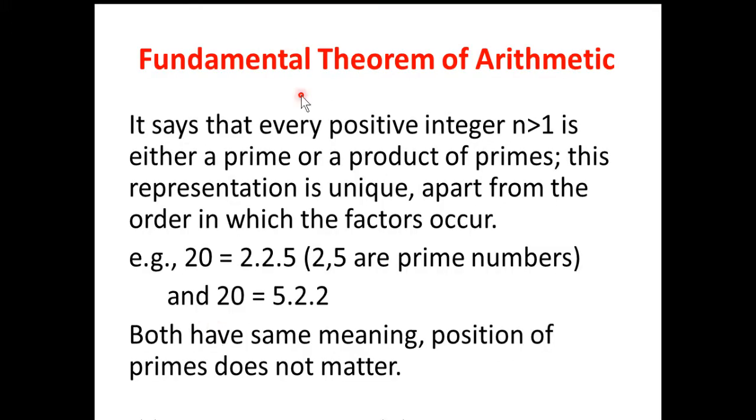Next, we have taken the fundamental theorem of arithmetic. So what is the fundamental theorem of arithmetic? It says that every positive integer n which is greater than 1 is either a prime or it can be written as a product of primes or as a power of a prime. And that representation is unique apart from the order in which the factors occur. So that order doesn't matter. For example, 20 is 2 into 2 into 5 and it can also be written 5 into 2 into 2. So these both are the same. The order doesn't affect your number.